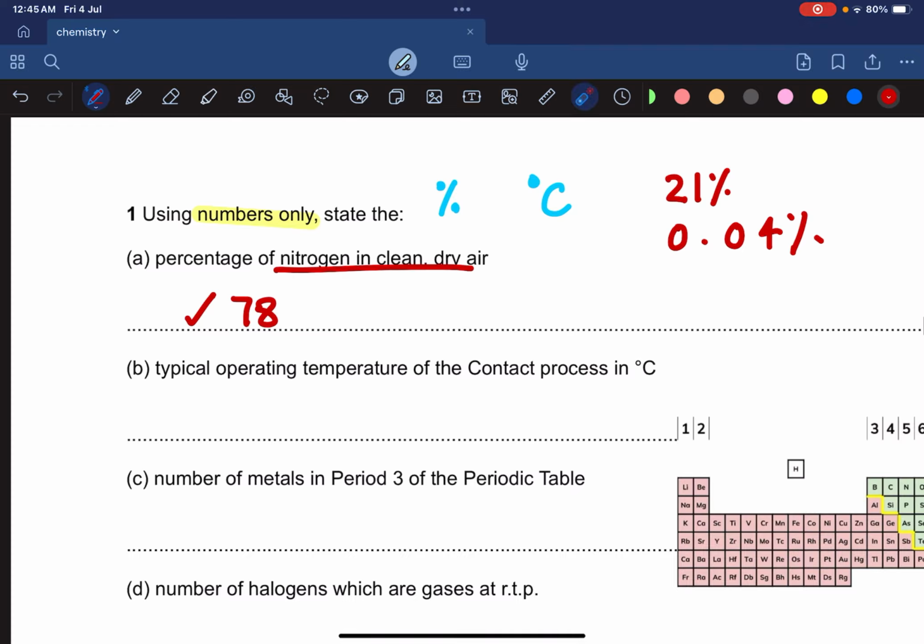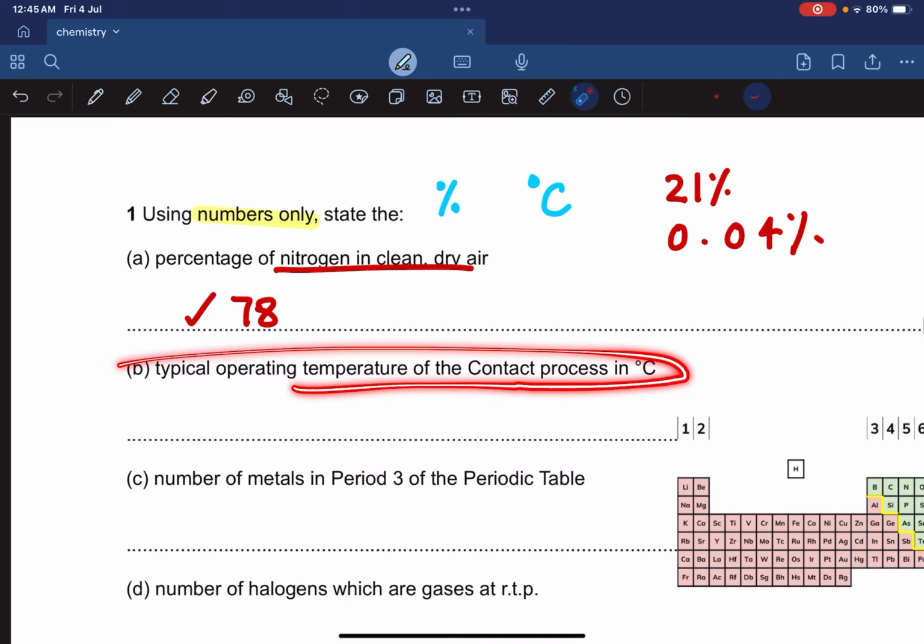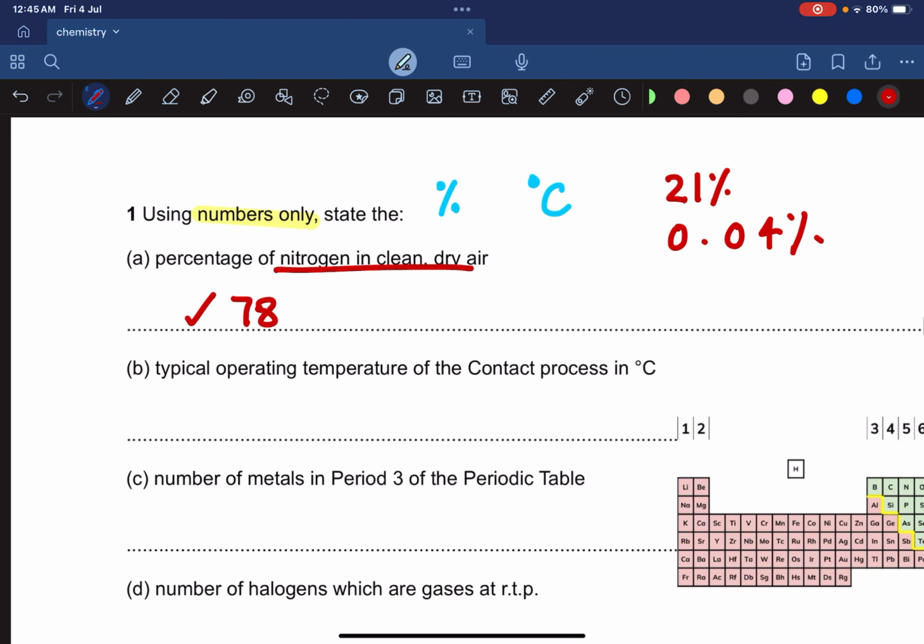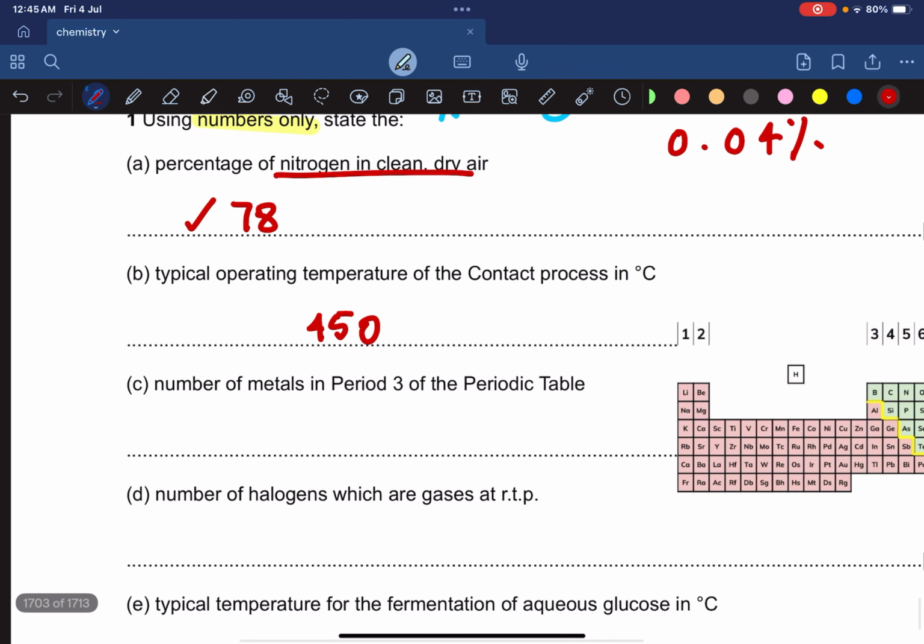Okay, that was easy. Typical operating temperature of the contact process in degrees Celsius. The contact process is a process by which we turn sulfur dioxide to sulfur trioxide by oxidizing it using oxygen. The temperature that we use is 450 degrees Celsius, the pressure that we use is 2 atm, and the catalyst we use is vanadium(V) oxide, or vanadium 5 oxide.